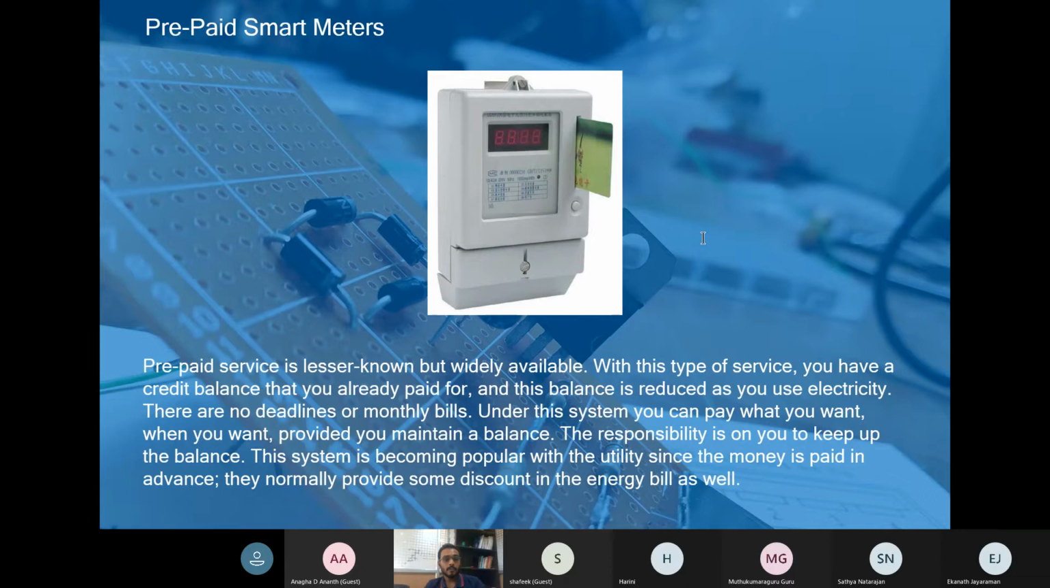The responsibility is on you to keep up the balance. This system is becoming popular with the utility since the money is paid in advance. They normally provide some discount in the energy bill as well. For example, UPPCL provides a 2% rebate, that is 2% cashback, for prepaid energy meters.